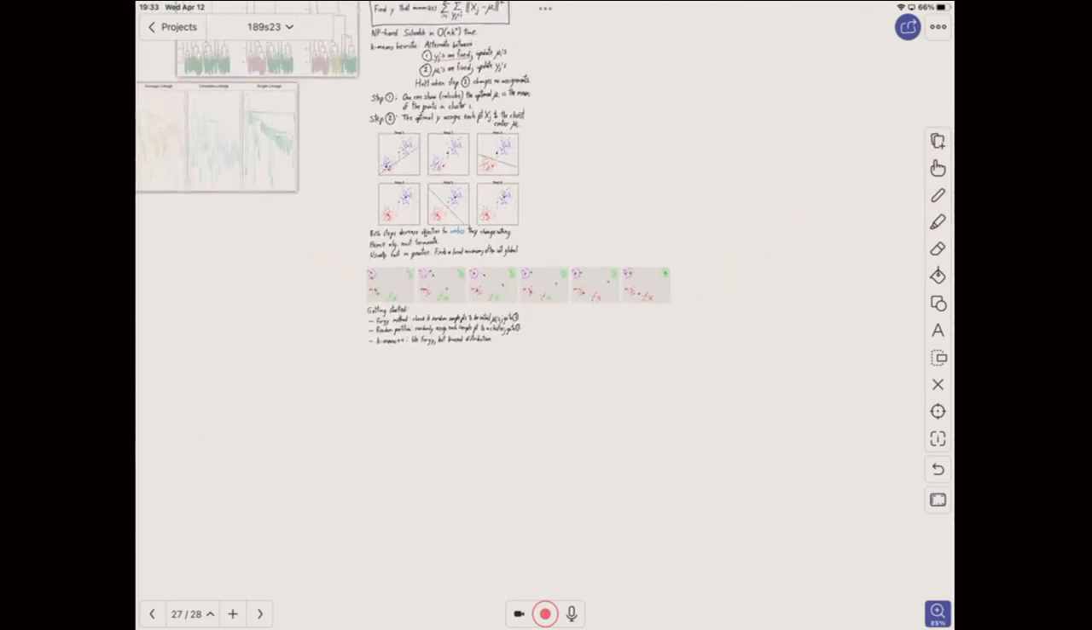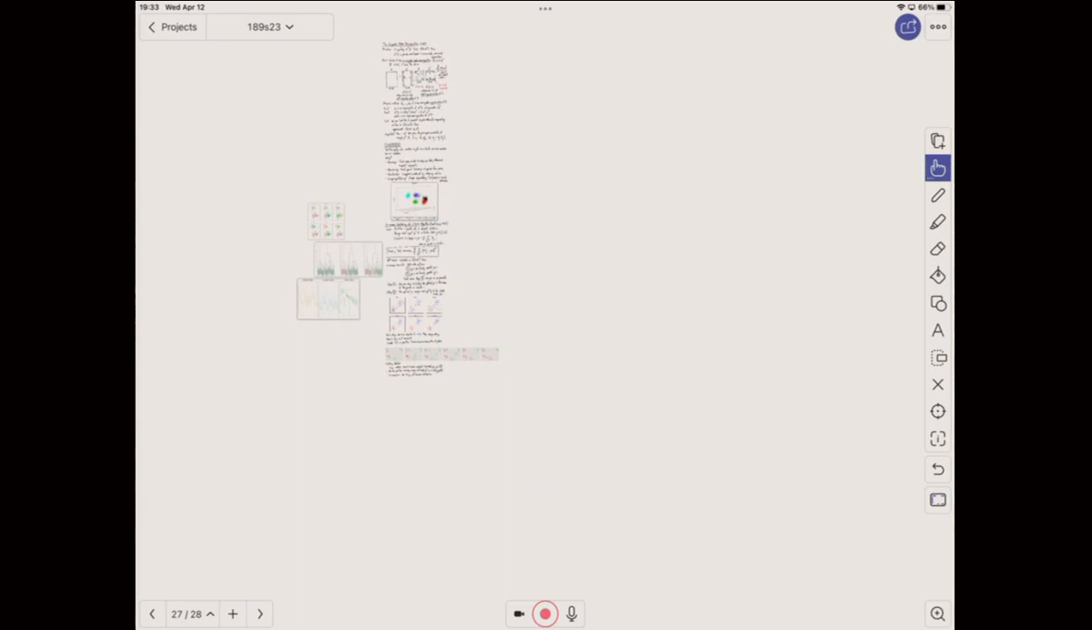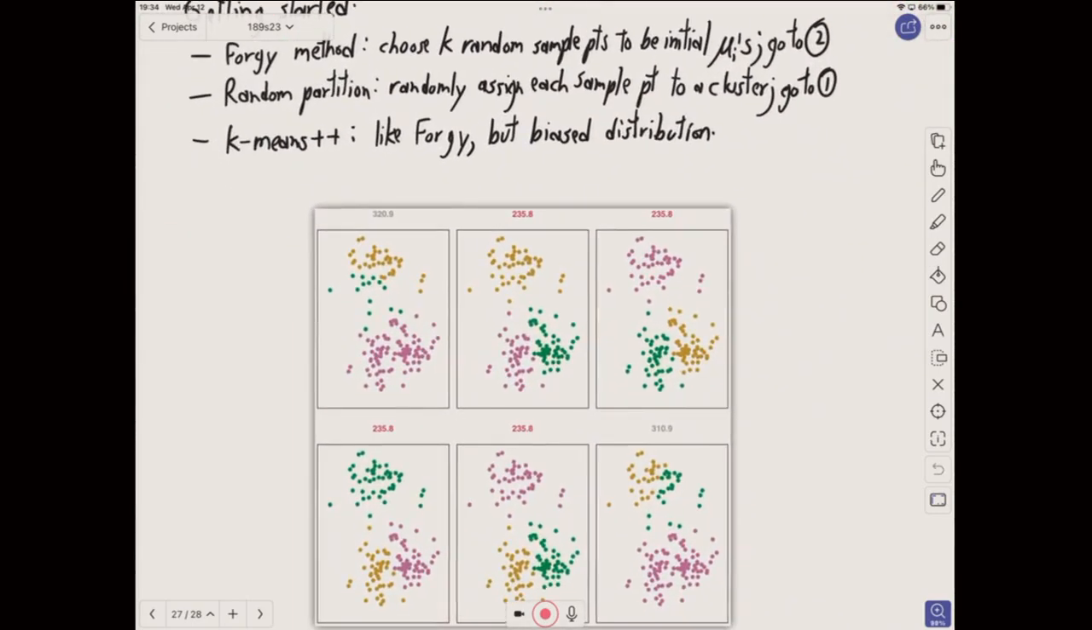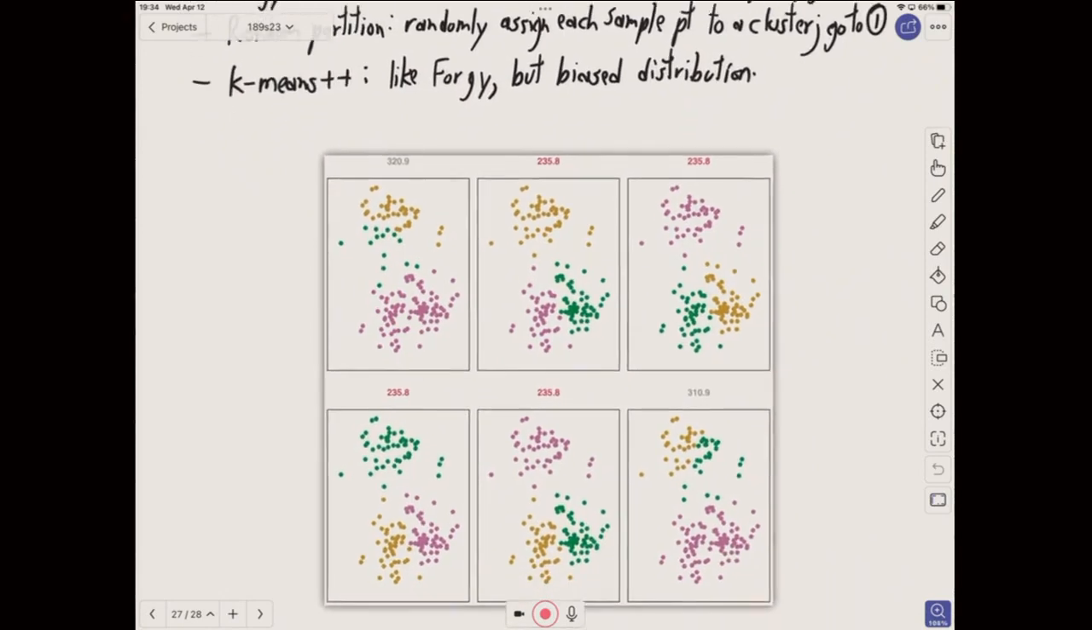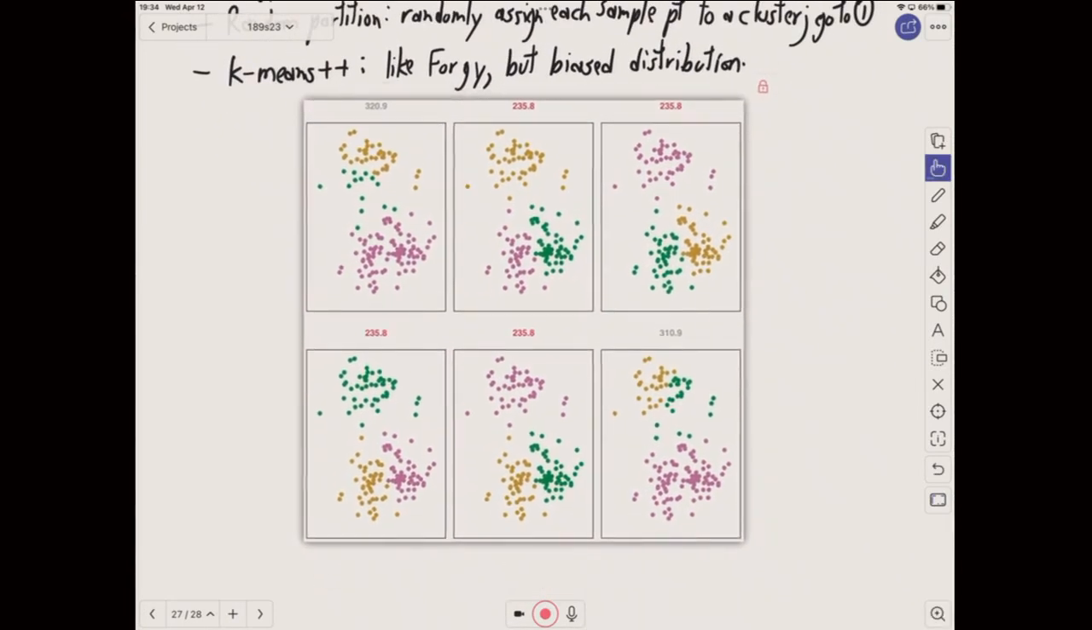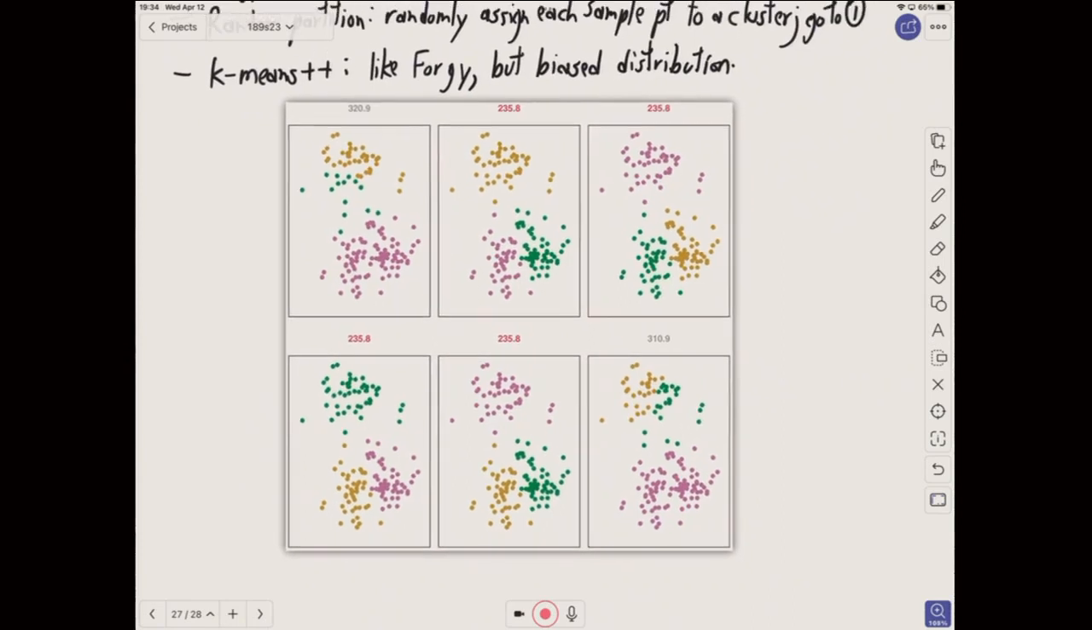One of your textbooks, in talking about the fact that we are initializing k-means with a random method, whether it be Forgy or random partition, they show you, well, what happens if we do this multiple times and each time the random number generator is different?